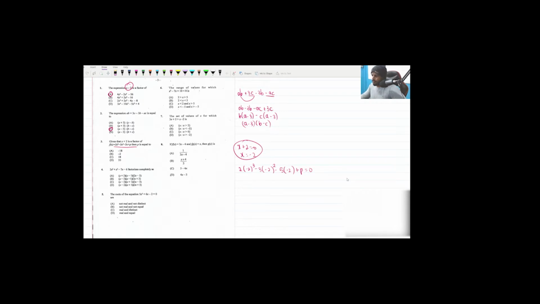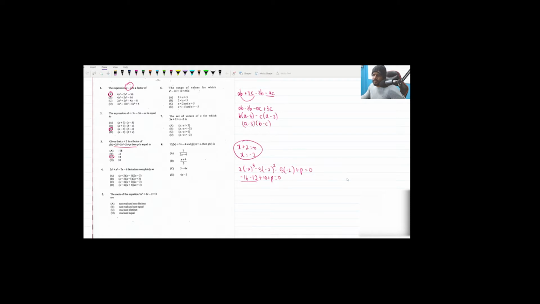So minus 2 cubed is minus 8. Minus 8 by 2 is minus 16. Minus 2 squared is 4. 4 by 3 is 12, so it will be minus 12, plus 10, plus p is equal to 0. Minus 16 minus 12 is minus 28. Plus 10 is minus 18. So minus 18 plus p is 0. p is equal to positive 18.